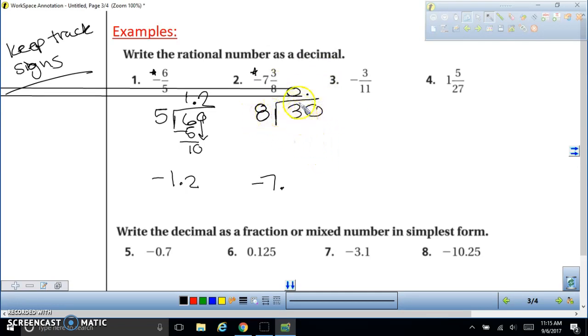All right, 8 goes into 30. So 8 times 3 is 24. 8 times 4 is 32. So we have to go with 3, which is 24. All right, 30 minus 24 is 6. We can continue to add zeros because we already have a decimal. 8 goes into 60. Let's see here. Let me think. At least 7 times, and 8 times 7 is 56. All right, 7.